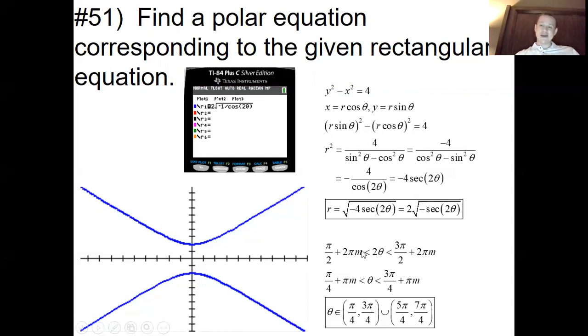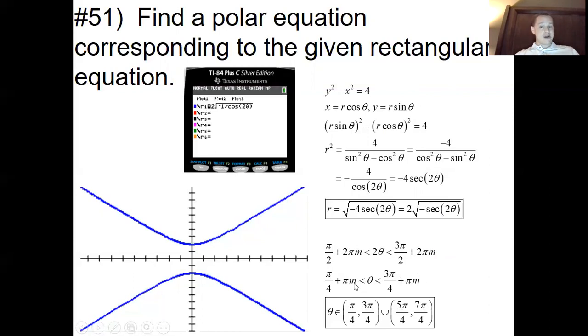But just like in pre-calc, how would I solve this from here? I got 2 theta, so I'm going to divide both sides by 2. Dividing pi over 2 by 2 would be pi over 4 plus pi m. The 2 pi got divided by 2 also. And over here, the 3 pi over 2 plus 2 pi m divided by 2 would be 3 pi over 4 plus pi m. And now I know what theta has to range between. Remember, m is an integer.